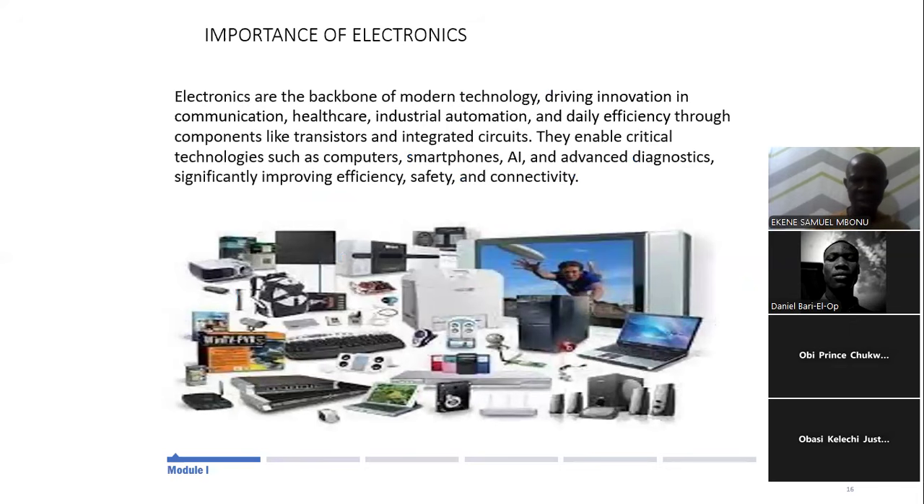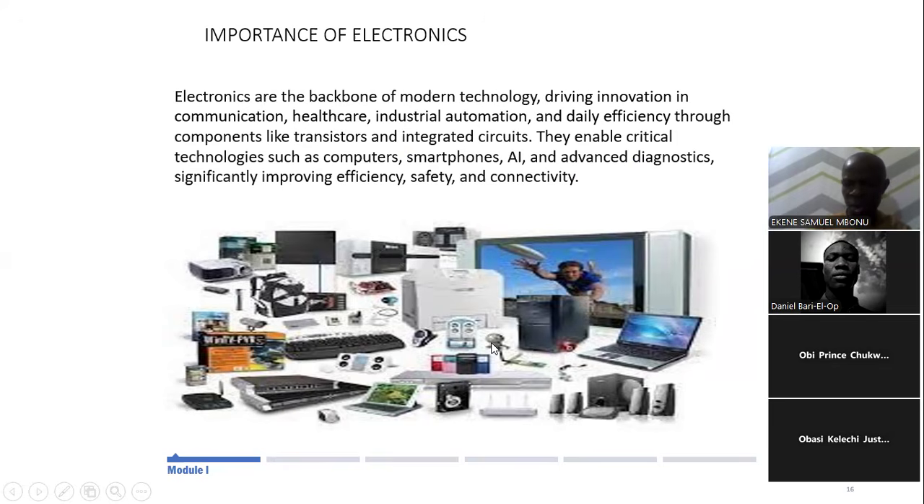Importance of electronics, we can't overemphasize this. Electronics are the backbone of modern technology, driving innovation in communication, healthcare, industrial automation, and daily efficiency through components like transistors and integrated circuits. We said that before. They enable critical technologies such as computers, smartphones, artificial intelligence, and advanced diagnostics, significantly improving efficiency, safety, and connectivity.